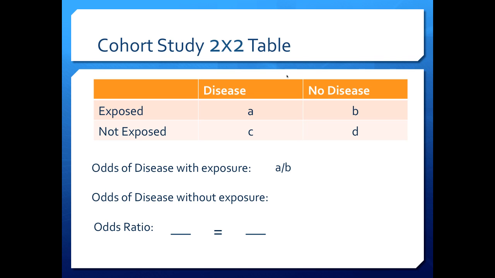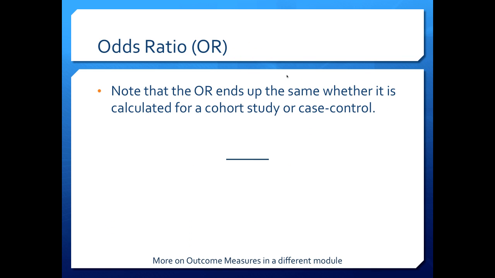As you can see, although you get to the odds ratio the other way around with a cohort study as compared to a case control, you end up with the same formula in the end.